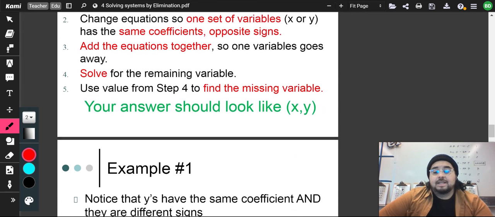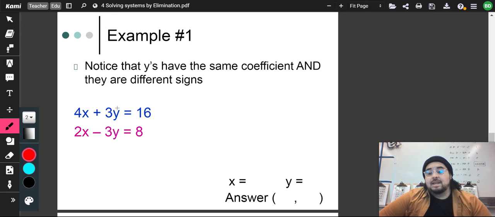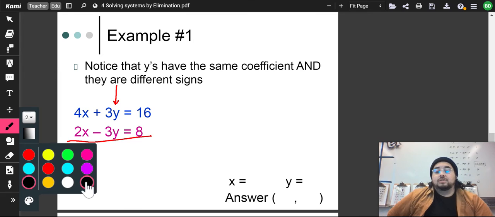Okay, let's look at example 1. So we are looking for the same variable with opposite sign coefficients, right? So if you look at the y's, we have positive 3y and negative 3y. So looking right here, I can tell that if I were to use elimination by combining terms going down, those would eliminate out. So let's do that.